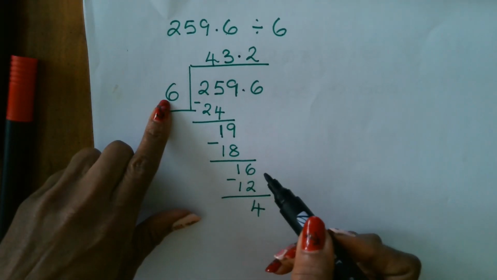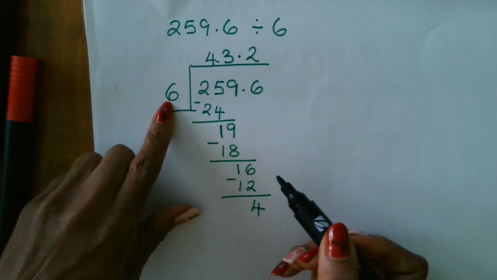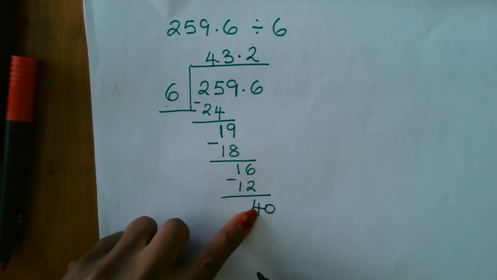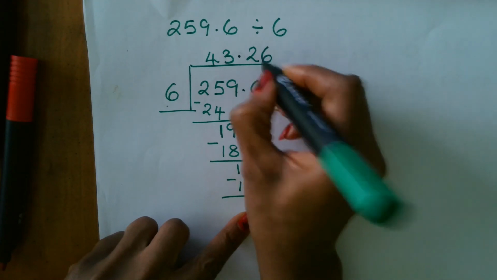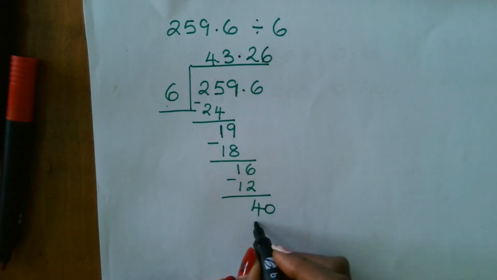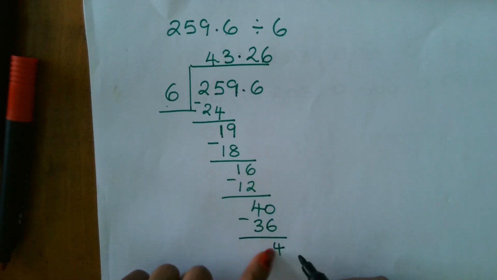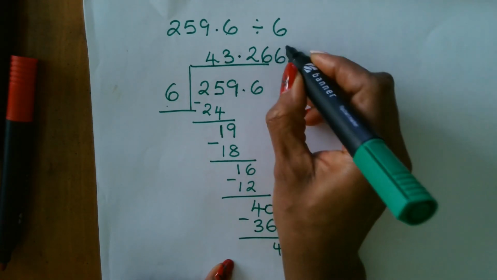Alright, so now we still go ahead. Can 6 go into 4? No, we add 0. So 6 going into 40 would give me 6 because 6 times 6 is 36. So you can see that we've got recurring 6, 6, 6, 6, 6 all the way.